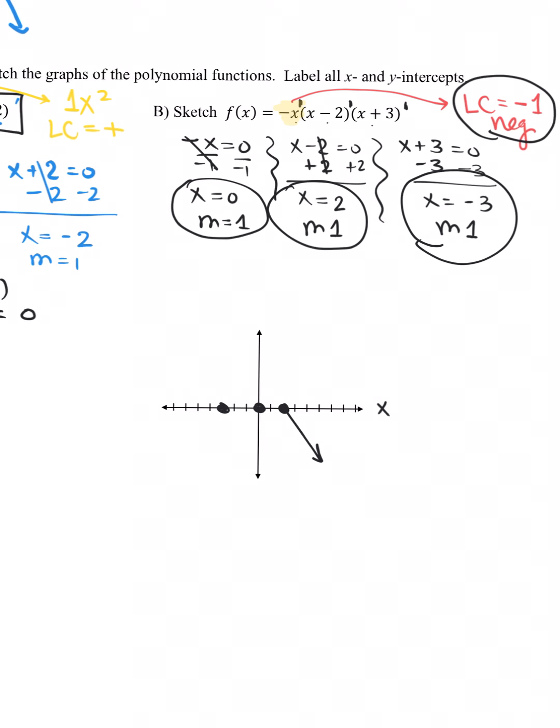And the graph is going to cross at those points. So that means it's going to go above the x-axis, turn to get that dot, go through the x-axis, turn to get that dot, and that's it. And then it keeps going. Okay?